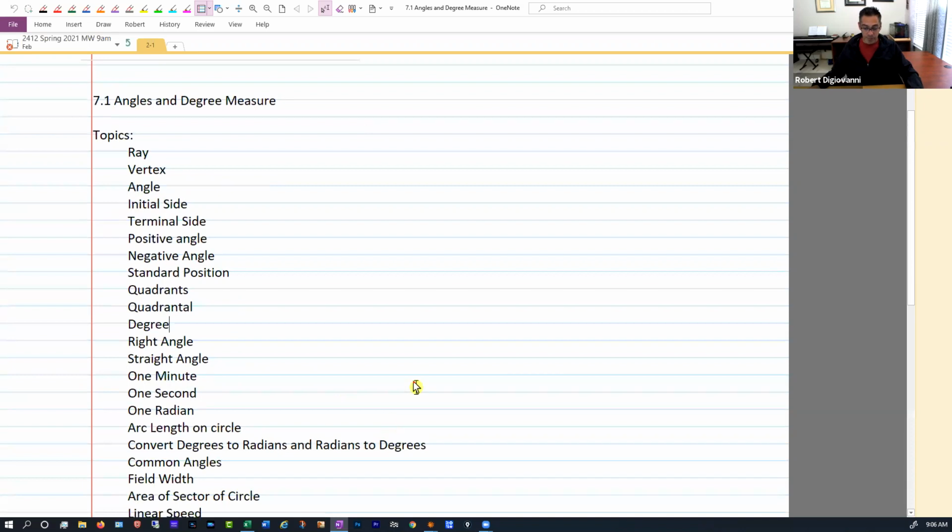Okay, so here we go. We're going to start with the idea, we're talking about angles and degree of measure. So the first, I'm going to be flipping back to this and just kind of crossing these out as we go. So the first concept that we're going to be talking about here is a ray. This is going to go kind of quick. So when you talk about what is a ray?